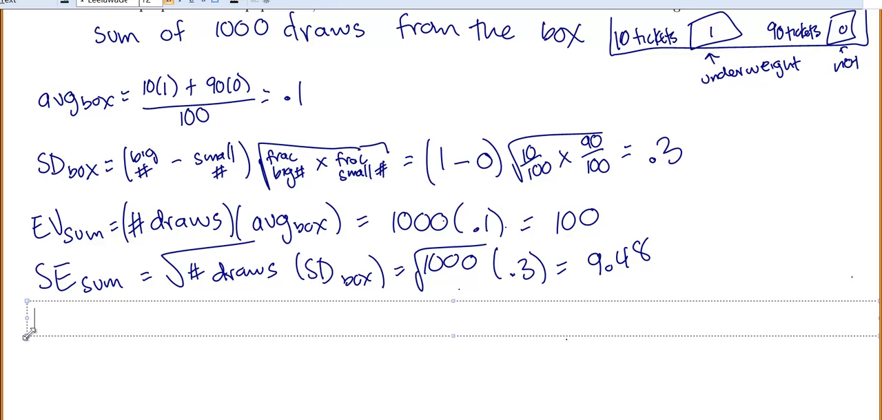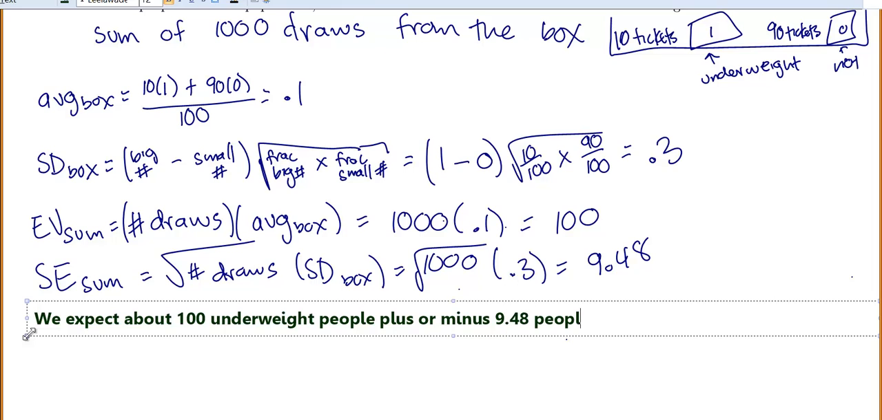So at this point, we can stop, take a break and say we expect 100, or about 100, underweight people, plus or minus 9.48 people.